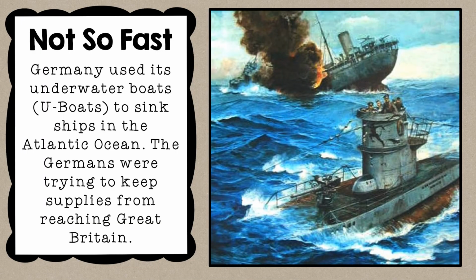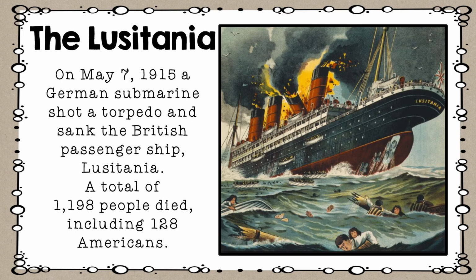But sadly, Germany used its underwater boats, also known as U-boats or submarines, to sink ships in the Atlantic Ocean. The Germans were trying to keep supplies from reaching Great Britain. So the Germans found out that the US was helping and they started sinking some ships, which is whenever the US became involved in World War I officially.